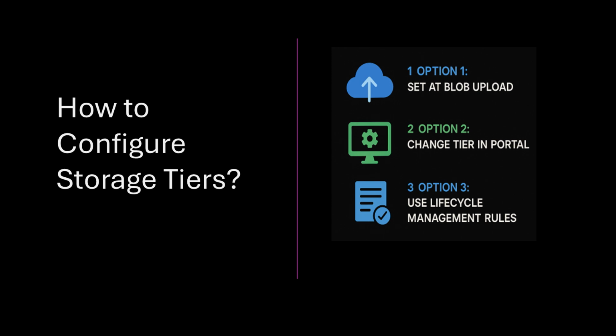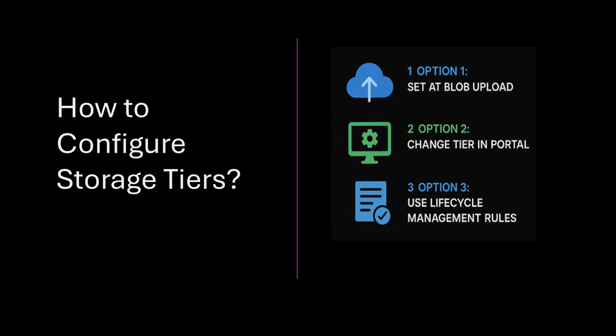For long-term efficiency, you can automate tier transitions using lifecycle management rules. Inside the storage account, navigate to Data Management and then Lifecycle Management and create a rule that moves blobs to cooler tiers based on their last modified date. For instance, you could move files to the cool tier after 30 days, then to archive after 90 days, and delete them after 365 days if needed.